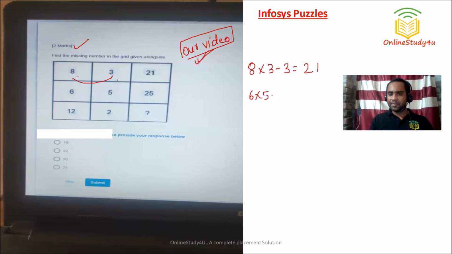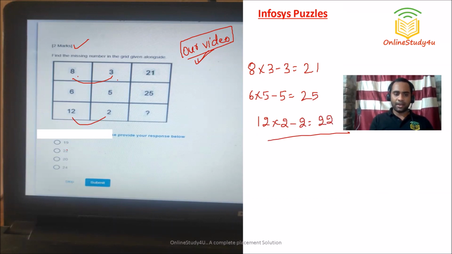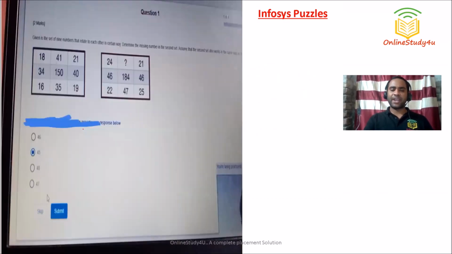Then 6 into 5 will be 30. 30 minus 5 will be 25. And then 12 into 2 will be 24, minus 2 will be 22. So here 22, option B will be the correct answer, right? So friends, you are seeing these many questions we have solved, and definitely it will give you a lot of idea. Okay, so this is the wrong answer.